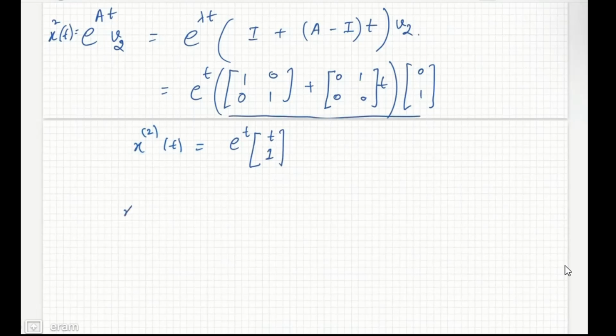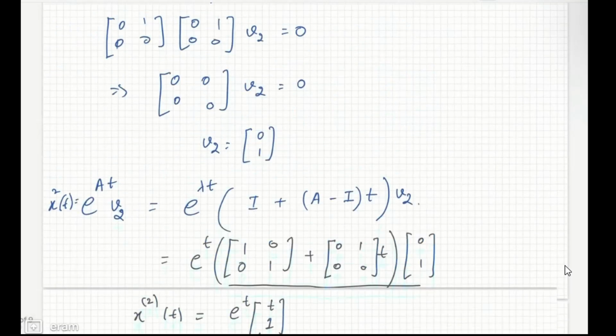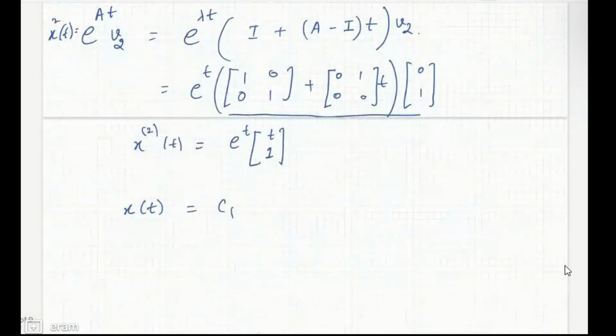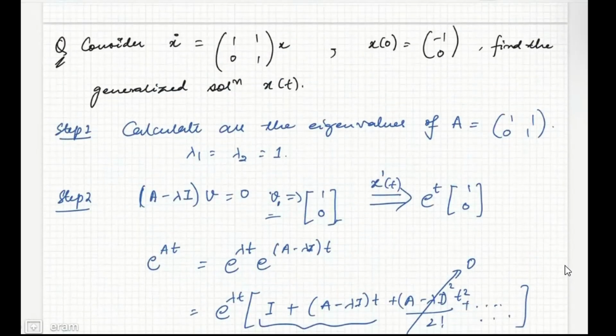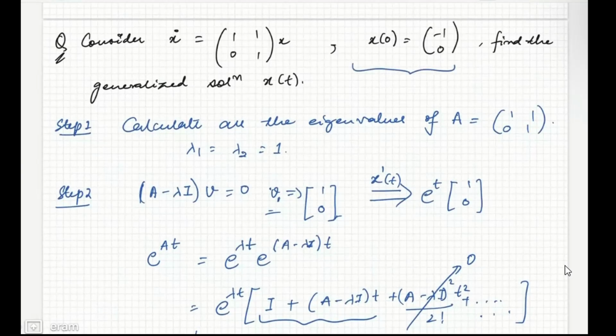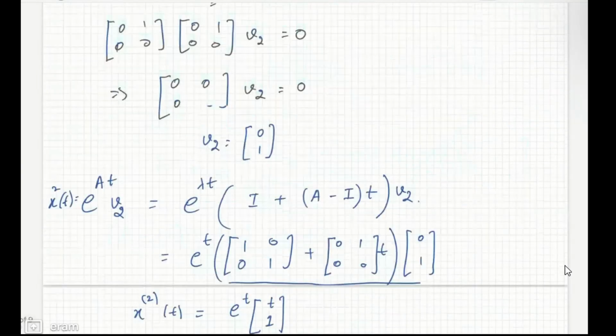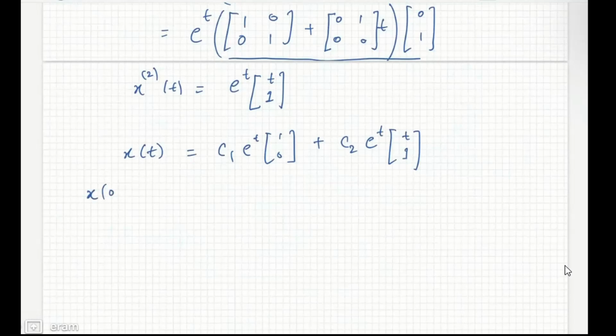Now the general solution can be written as the linear combination of these two. So it is C1 of the first one, e to the power t times (1, 0), and C2 of the second one, e to the power t times (t, 1). Now find out the solution for this initial condition. Calculate C1 and C2. It is given that x(0) is (-1, 0). So what will be C1 and C2 for this case?